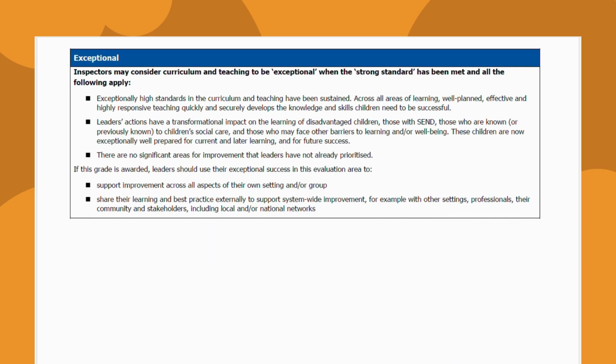To achieve the exceptional grade, there must be clear evidence of the standards that define exceptional practice. Throughout all the evaluation areas, if this grade is awarded, leaders should use their exceptional success in this evaluation area to support improvement across all aspects of their own setting and/or group, and share their learning and best practice externally to support system-wide improvement, for example, with other settings, professionals, their community and stakeholders, including local and national networks.